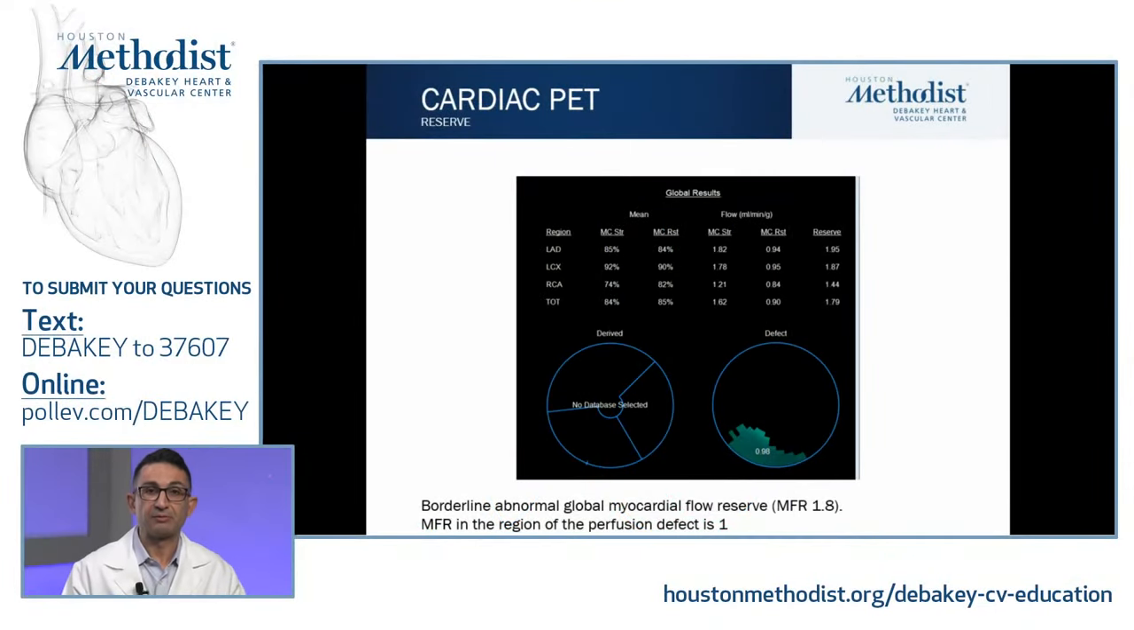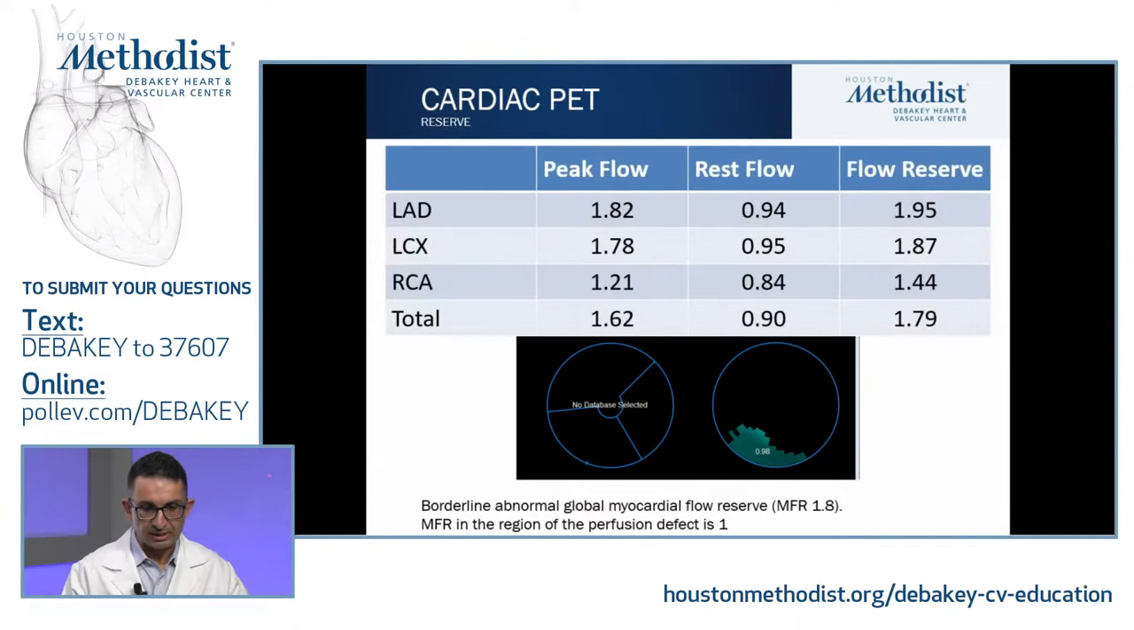This was his flow assessment. The flow assessment again confirmed a perfusion defect in the inferior segments, and these are the flow numbers corresponding to an RCA territory. Again, a relatively normal resting flow with no augmentation in the RCA territory compared to the other vascular beds. However, if you compare this case to the prior case, the flow reserve remained below 2, which is the cutoff we would like to use, and the peak hyperemic flow also remained below 2, which is a concern. So Dr. Al-Mallah, can you?